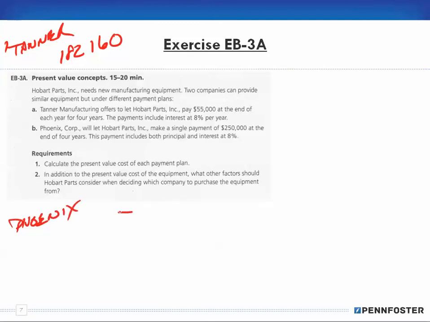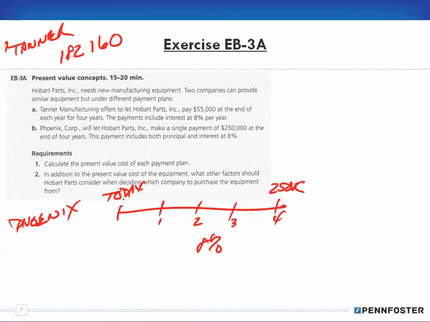it says, here's today, T-O-D-A-Y. Here's your 1, here's your 2, here's your 3, here's your 4, right? It says Hobart is making a single payment of $250,000 at the end of the 4 years, and it's at 8% interest. Okay, so the $250,000 is a lump sum, and we want to know how much that would equate to in today's dollars. So that's a present value.